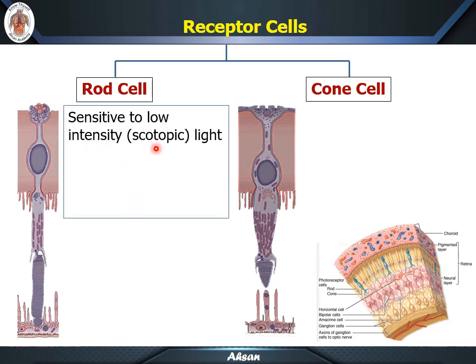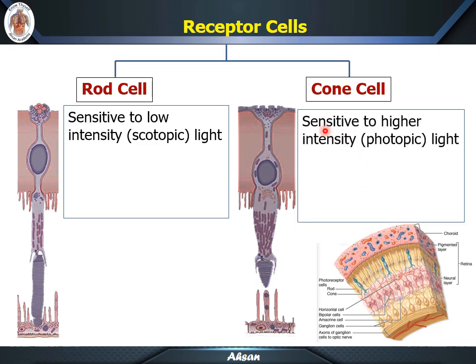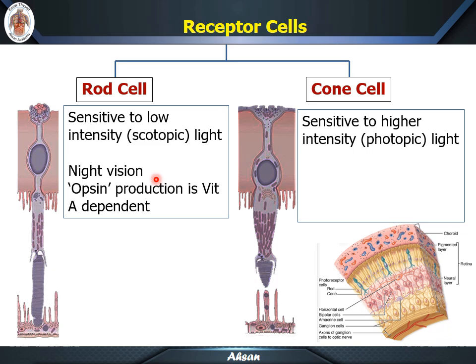Rod cells are sensitive to low intensity light, and this is called scotopic vision. The cone is sensitive to high intensity light, and photopic vision is the conic vision. Rod is responsible for night vision. At night, after adaptation, we can see objects. This is because of the rod cells.